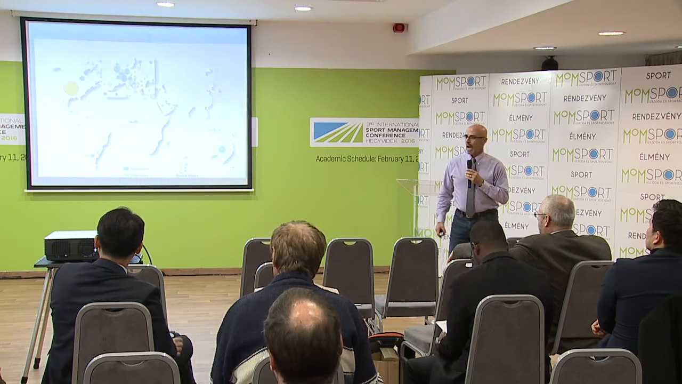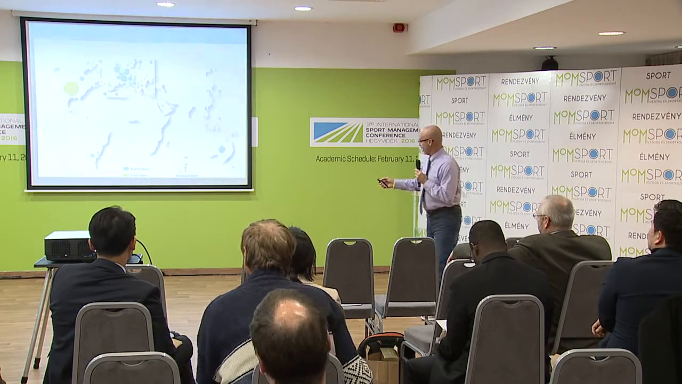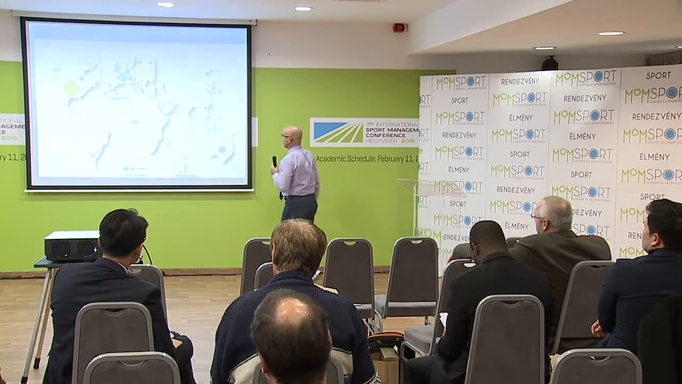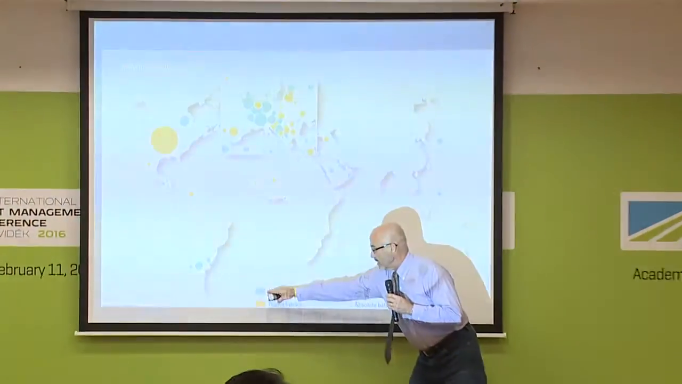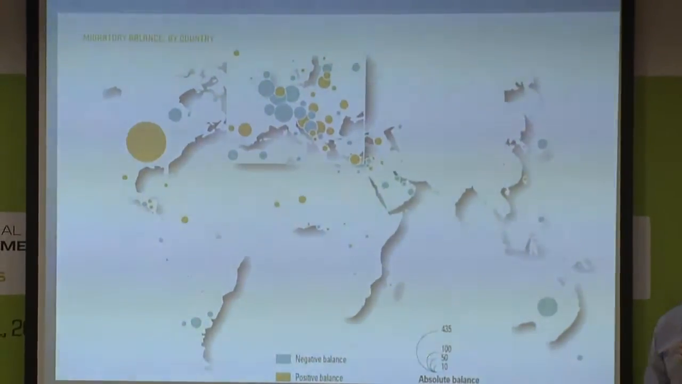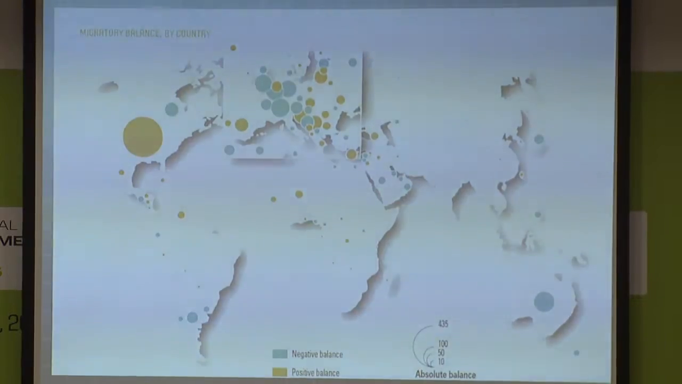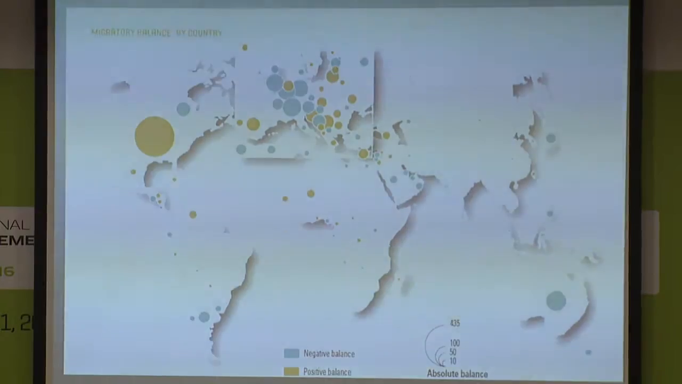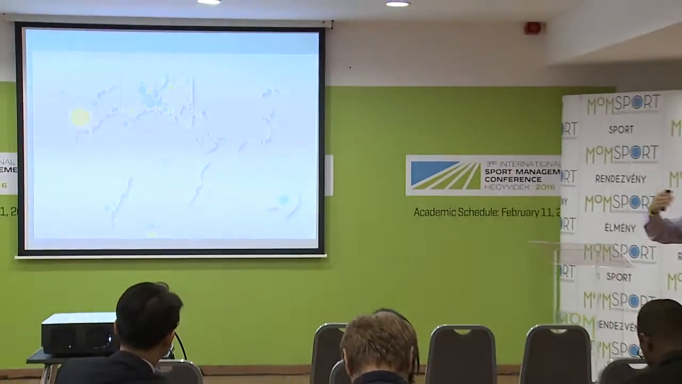And you see what I would refer to as the 500-pound elephant in the room. And it's this right here. So you'll notice that the gold are countries that have a positive balance. The teal are those that have negative balance. So by far, the country that has the greatest positive balance, in other words, they are exporting players, is the United States.